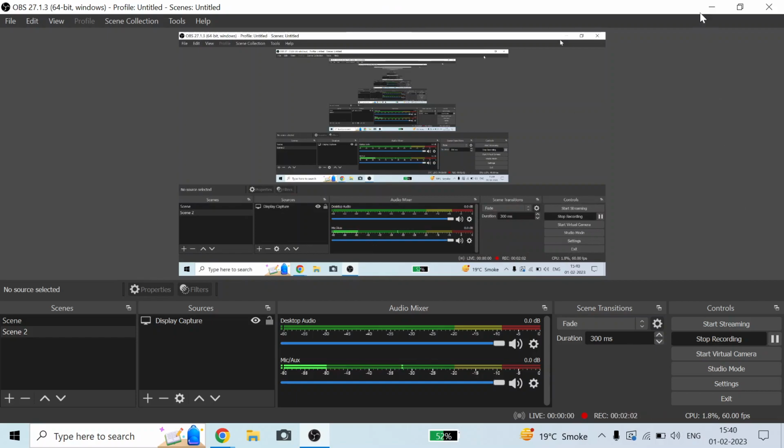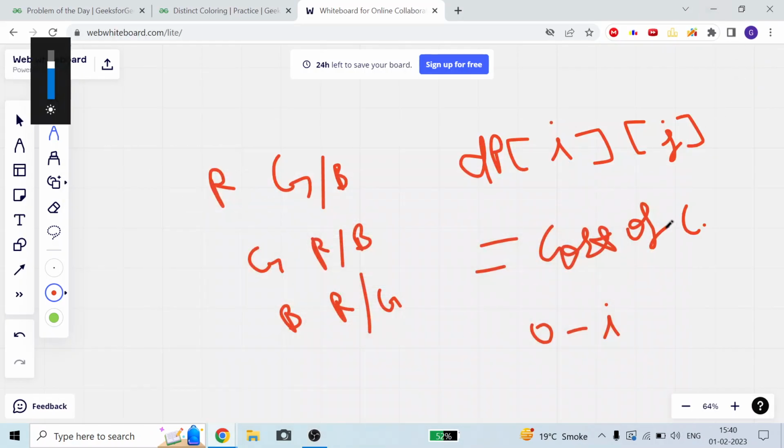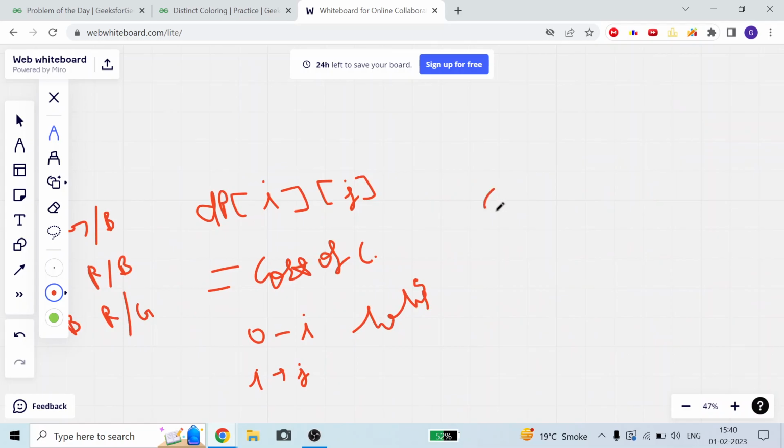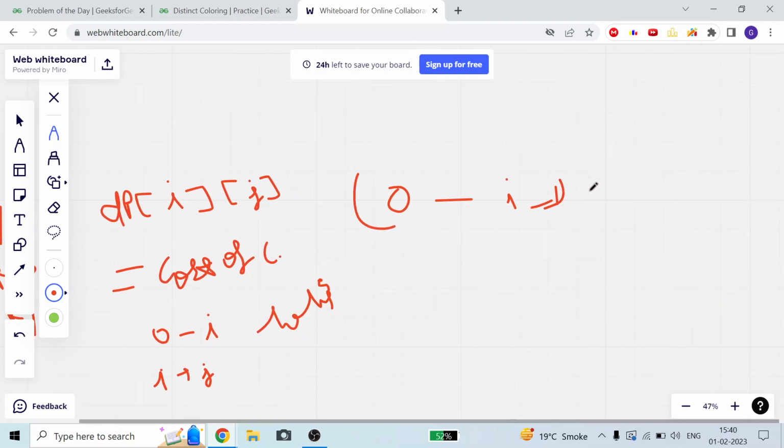So dp[i][j] means the cost of coloring 0 to i houses, where the ith house is colored in j color. The ith house, what it basically means, suppose 0 to i minus 1 houses are already colored at some cost with some color. Okay, these are already covered and all these values are stored in my dp vector. Now for dp i, we have three choices: either I can paint it with red, paint it with green, or paint it with blue.